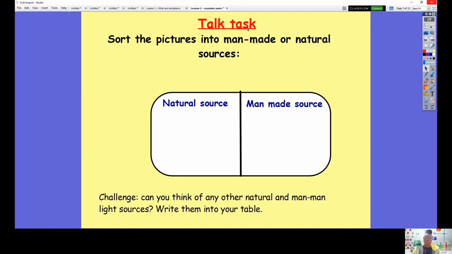Okay, here's your talk task activity. In this activity, I'm going to show you some pictures. These pictures are going to be different light sources. What I want you to do is sort the pictures into two categories. Are they natural light sources or are they man-made light sources?